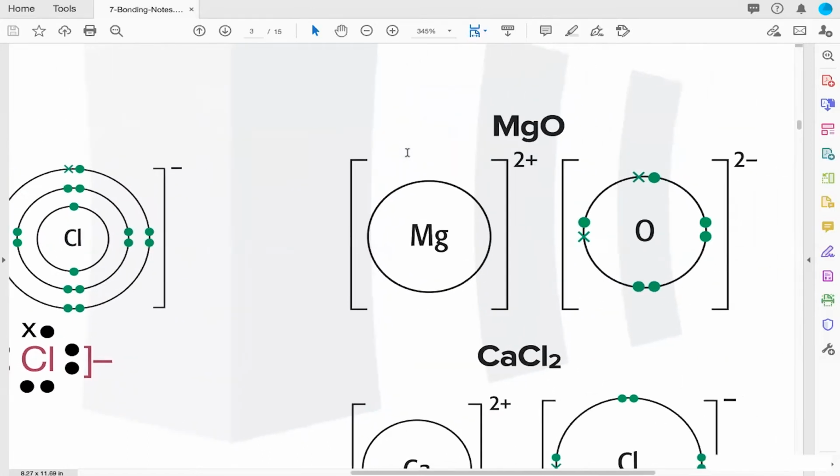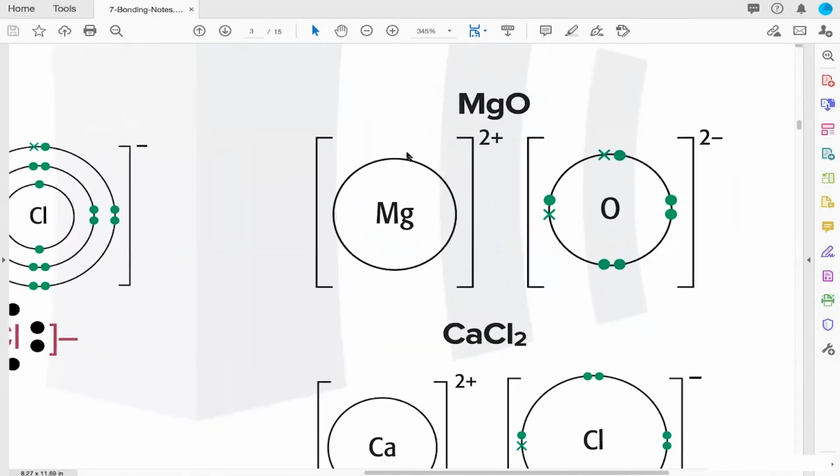Similarly, over here we have magnesium. I've drawn it in a different way to show that you can also draw it like this: magnesium had 2 in the last shell and they were both taken away. And you can see that they're both present here in oxygen. These are the ones that have been transferred.